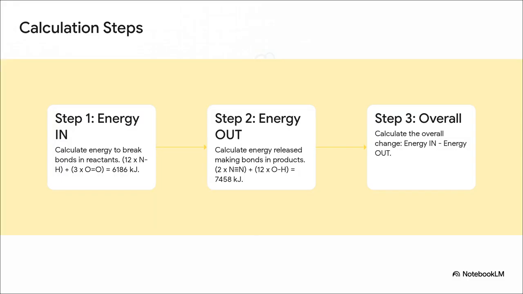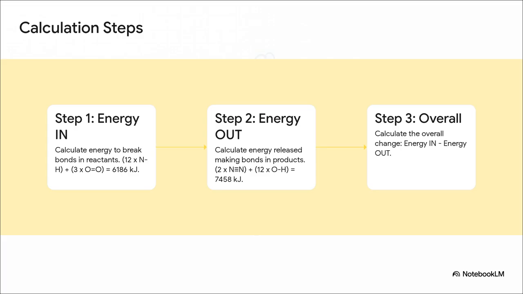The trick here is just to be systematic. So, step 1, calculate the energy in. This is the energy needed to break all the bonds in the reactants. We have 4 ammonia molecules, and each one has 3 N-H bonds, so that's 12 N-H bonds. We also have 3 O=O double bonds. Using the table, that's 12 times 391 plus 3 times 498, giving us a total of 6166 kilojoules.